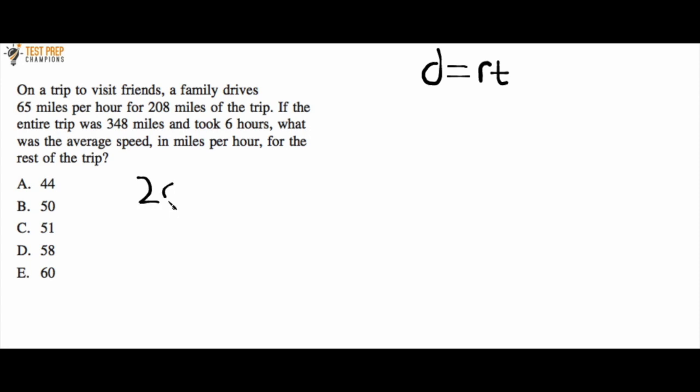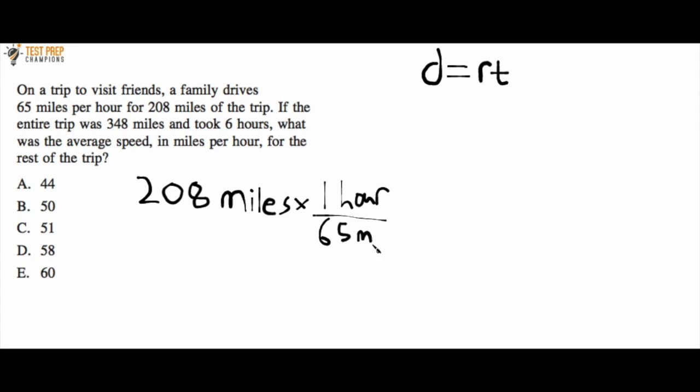So the first step that we're going to do here is take that 208 miles and multiply that by 1 hour divided by 65 miles. And we're doing this because we want to figure out how many hours the first part of our trip was. Again, it says that the family drives 65 miles per hour for 208 miles. So I can take the 208 miles, multiply it by 1 hour divided by 65 miles.